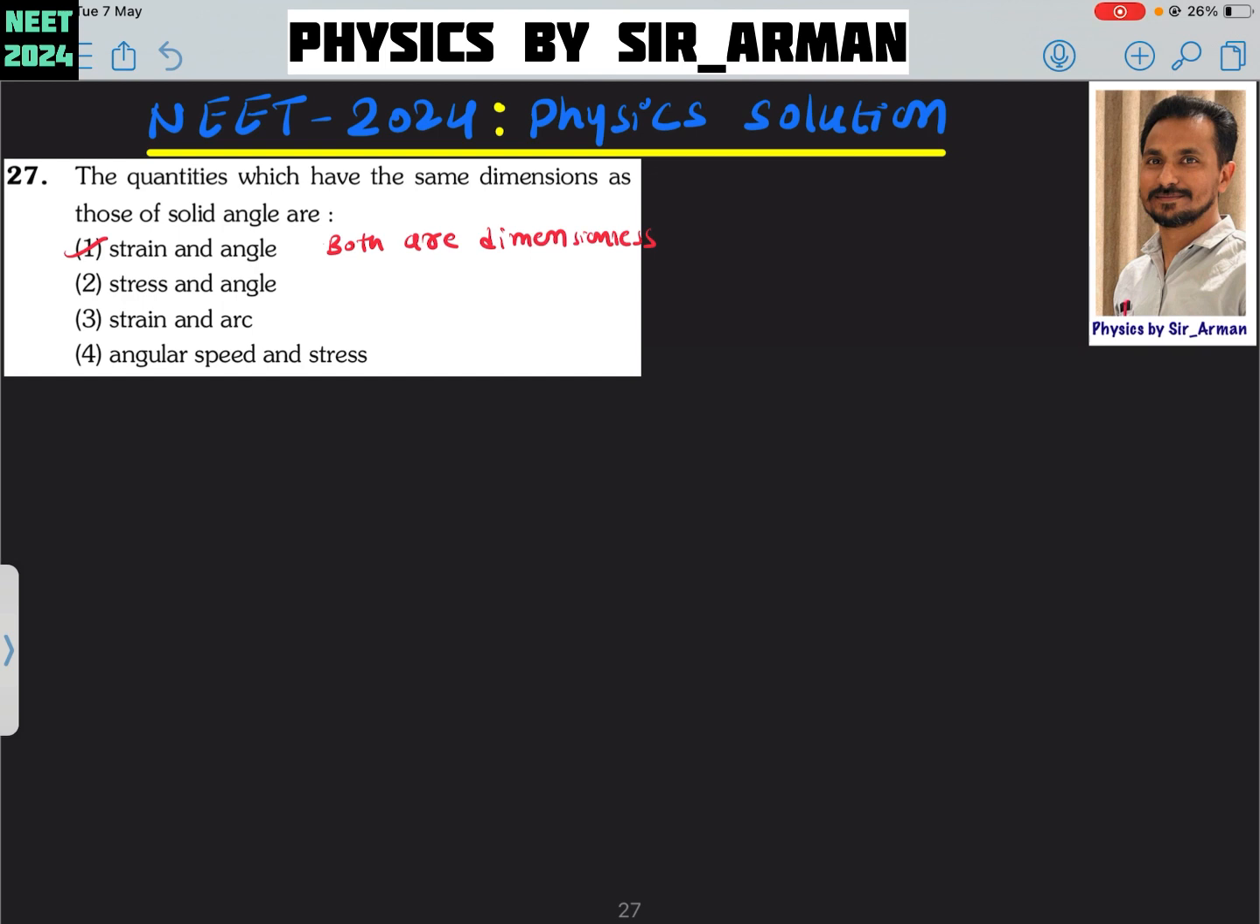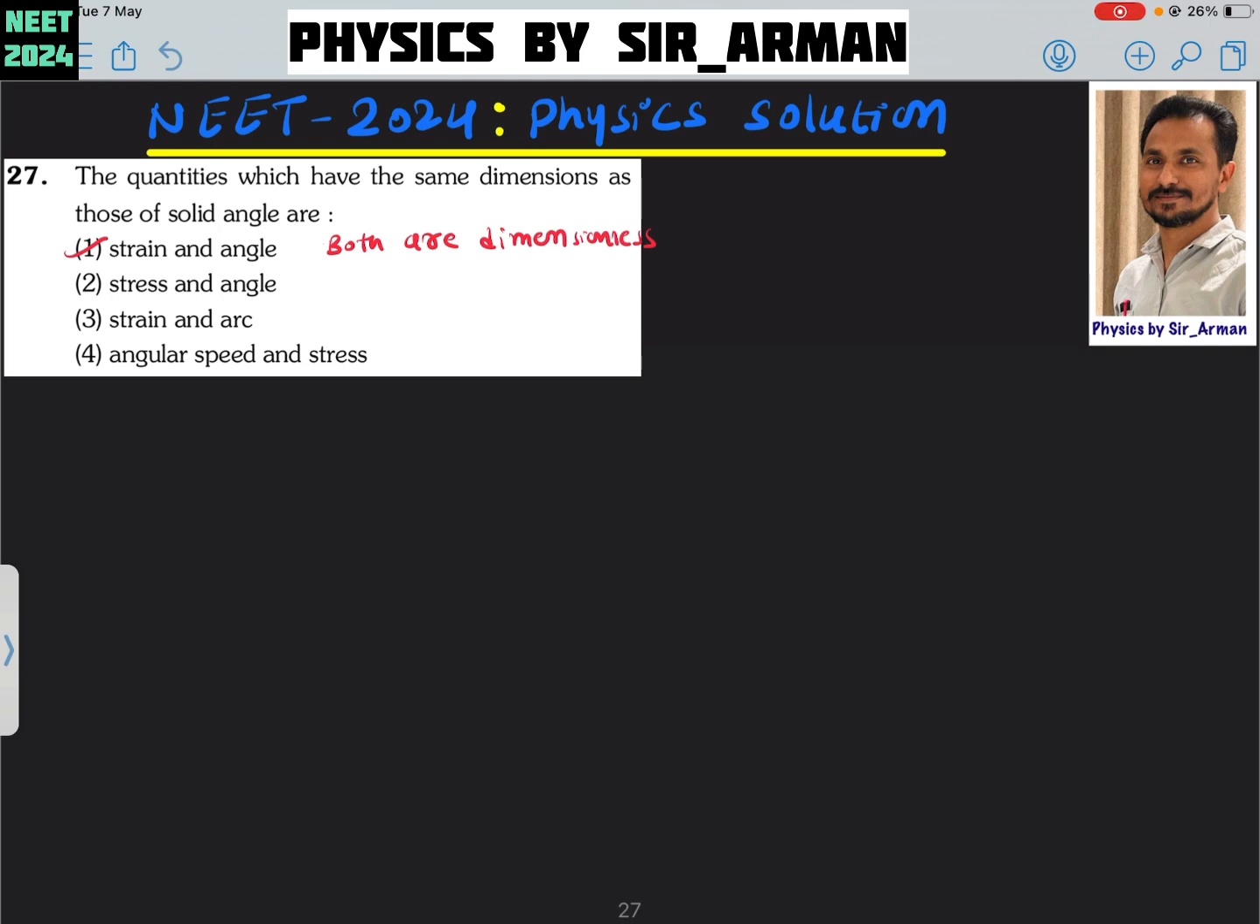Question number 27. The quantities which have same dimensions as those of solid angles. So, if you go with the second option, stress has a dimension Newton per meter square, which is totally incorrect, because the solid angle doesn't have any dimension.